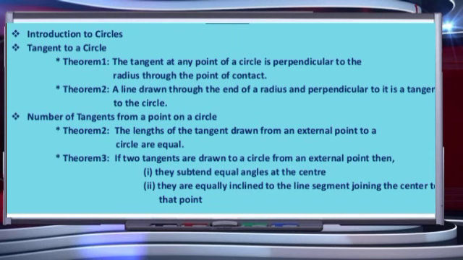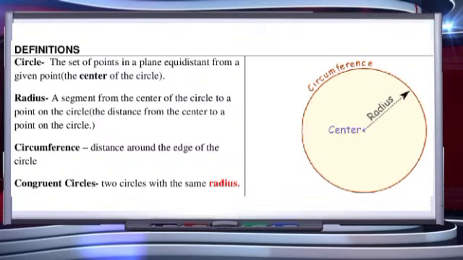Number of tangents from a point on a circle. Its theorem is the lengths of the tangents drawn from an external point to the circle are equal. And next is, if two tangents are drawn to a circle from an external point, then they subtend equal angles at the center and they are equally inclined to the line segment joining the center to that point. Here we are going to see the proof of only one theorem, and the rest of the theorems we need to revise for the questions. Now first, the definition of the circle.